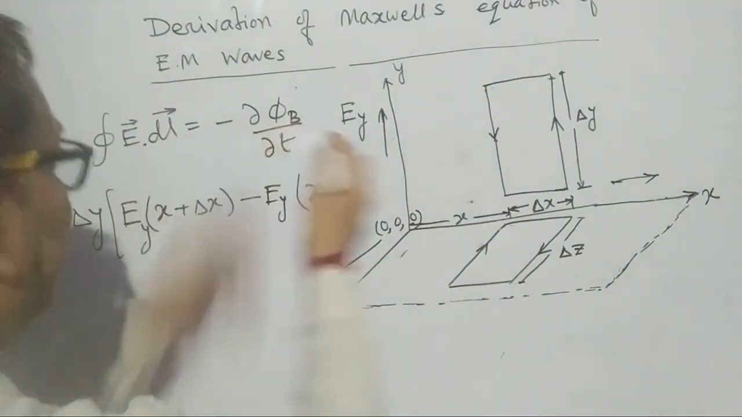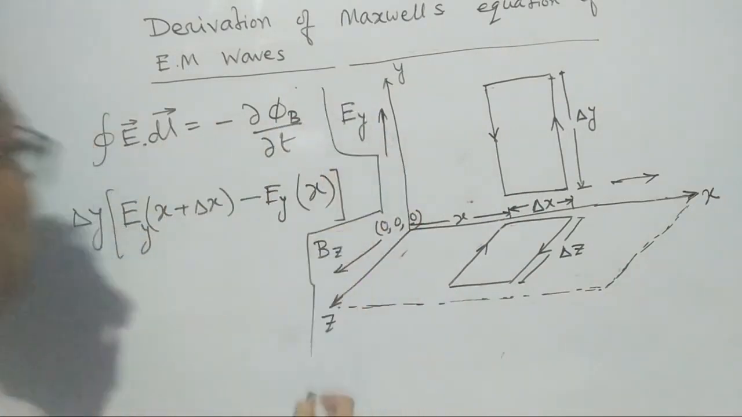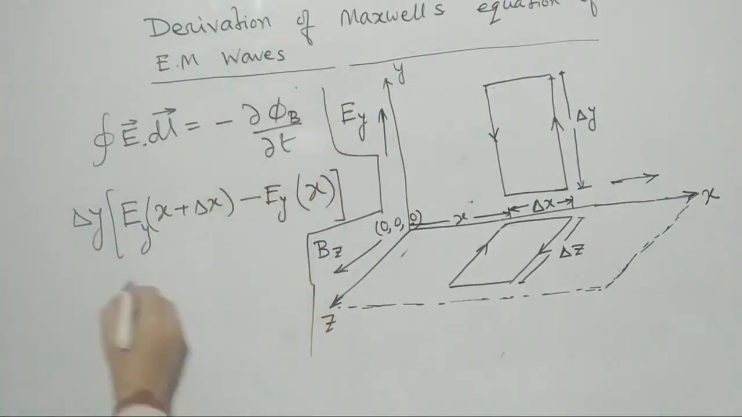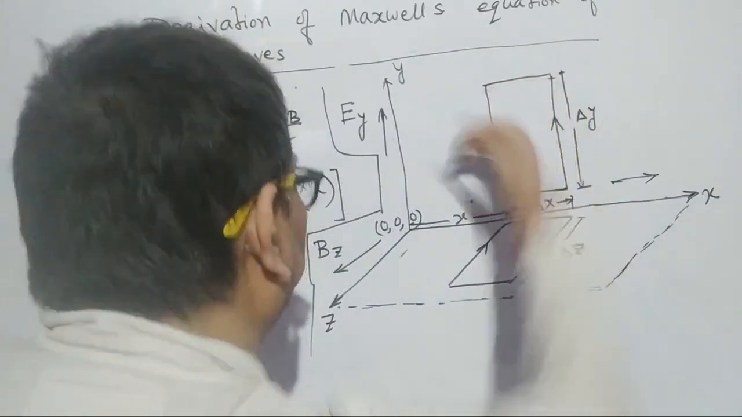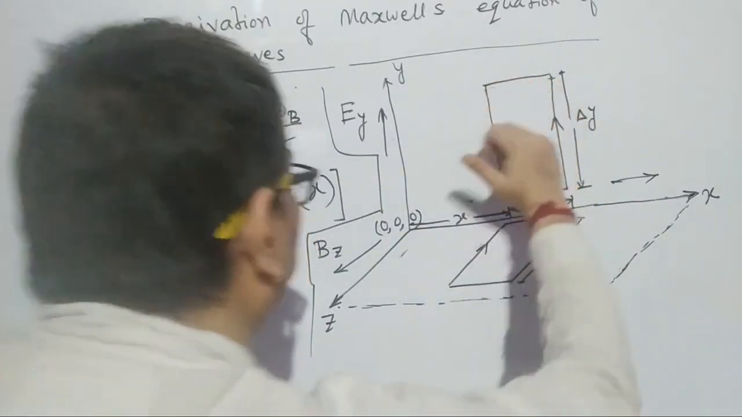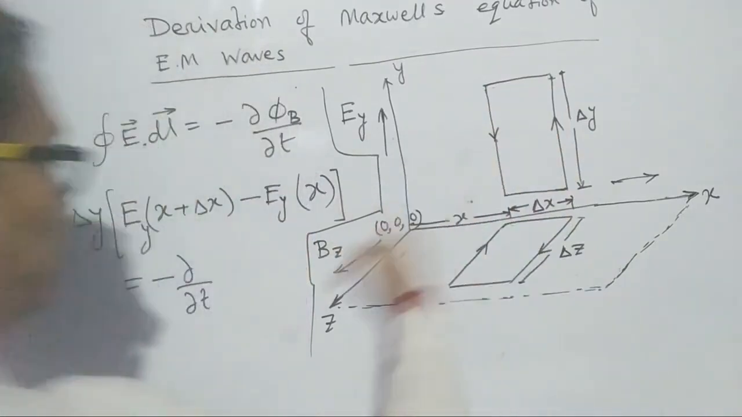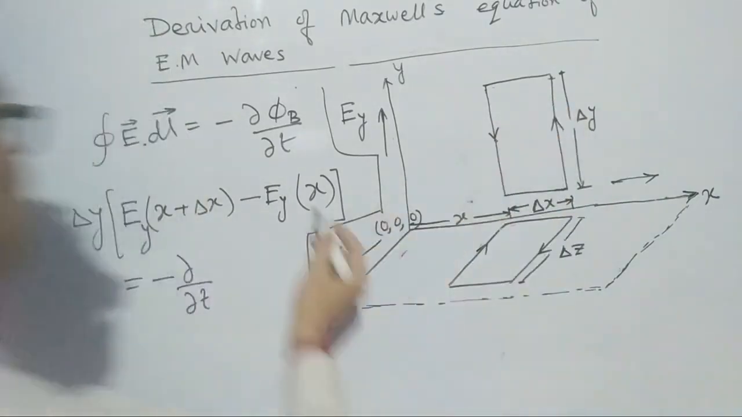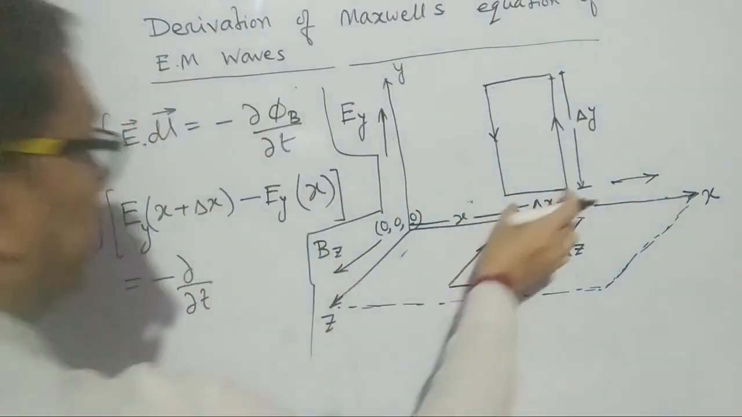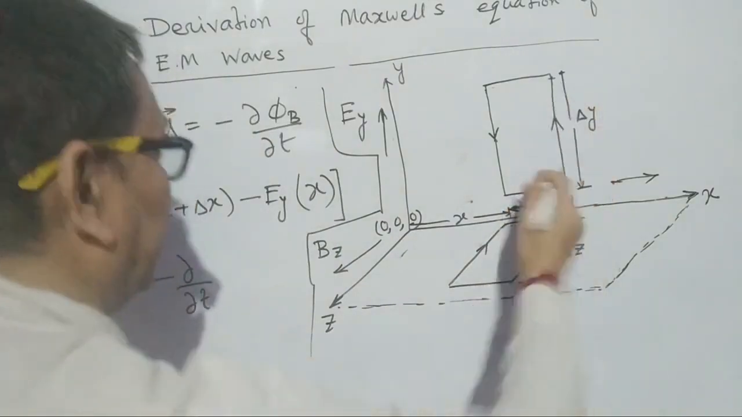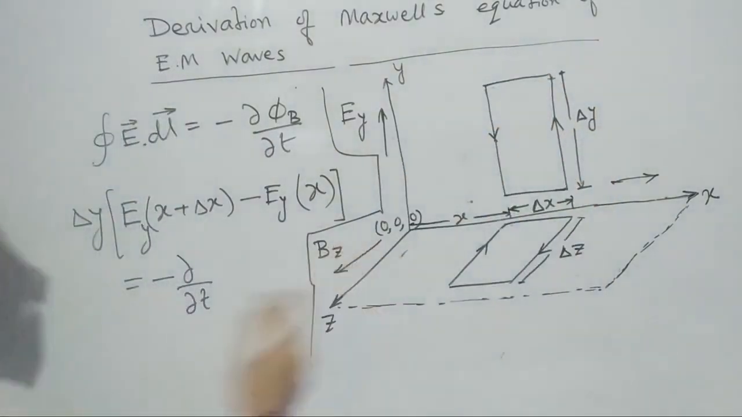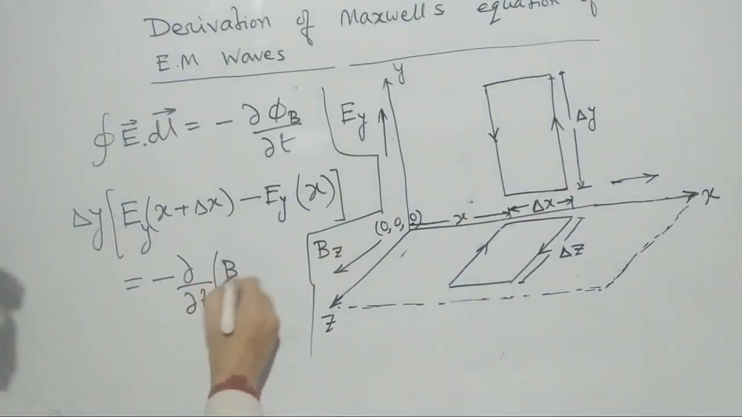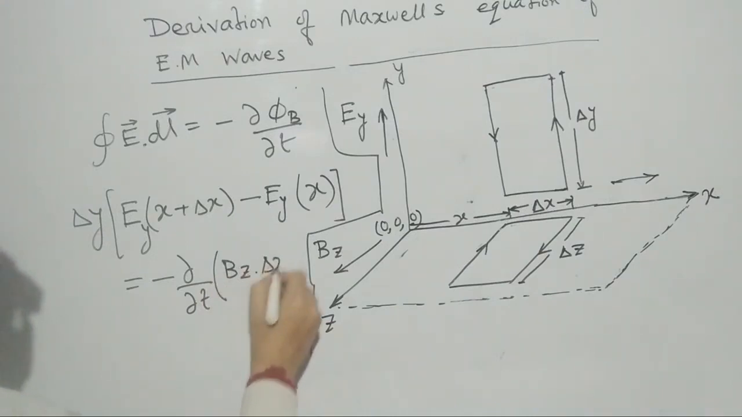And it is equal to the right hand side. So what we have in the right hand side, you see, minus d phi B by dt. So that is equal to minus d by dt. For this type of electric field loop, the magnetic field will be in the z direction. So that's why it is Bz. Bz into area, magnetic field into area, that is actually magnetic flux. So the area is delta x into delta y and the magnetic field is Bz. So we can write Bz into the area, and the area is delta x into delta y.